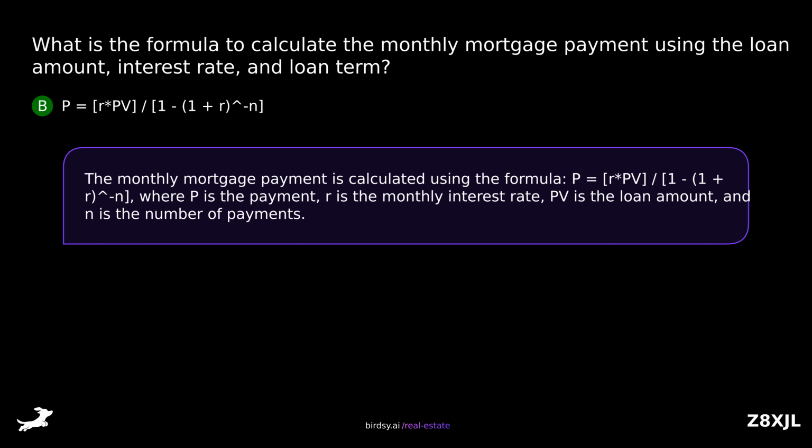The monthly mortgage payment is calculated using the formula P equals R times PV divided by 1 minus R to the power of negative N, where P is the payment, R is the monthly interest rate, PV is the loan amount, and N is the number of payments.